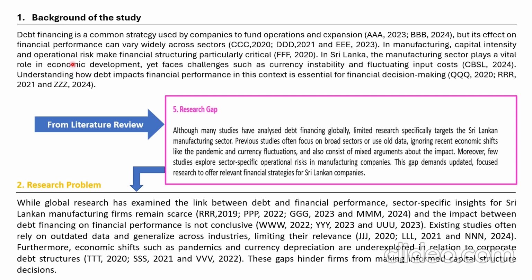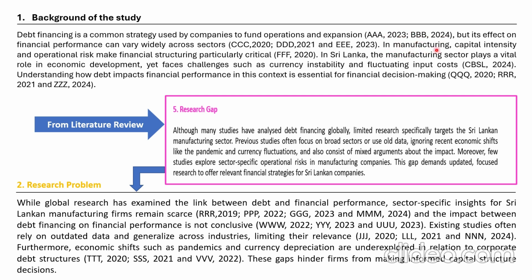Here you can see under the background of the study, it says debt financing is a common strategy used by companies to fund operations and expansions, but its effect on financial performance can vary widely across sectors. So these are the references. As I said continuously, your statements' justification should be backed by references. And here it should be the author's name, 2023, and the other authors' names.